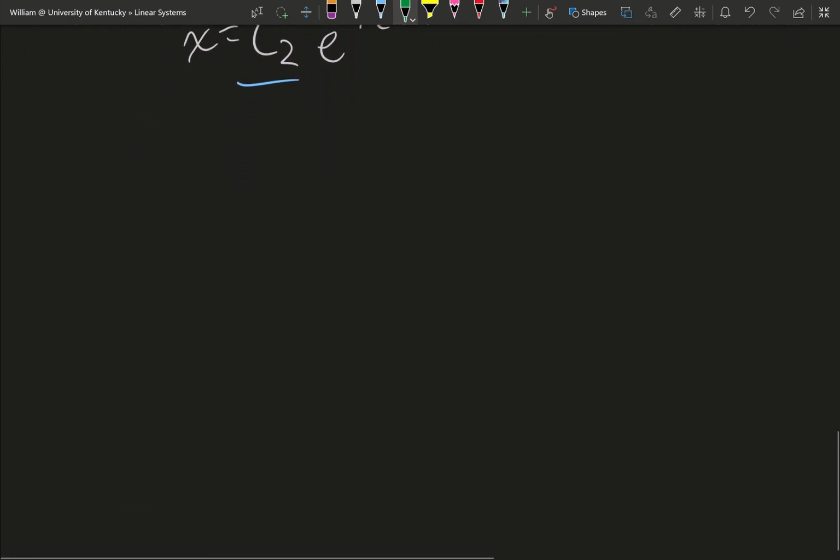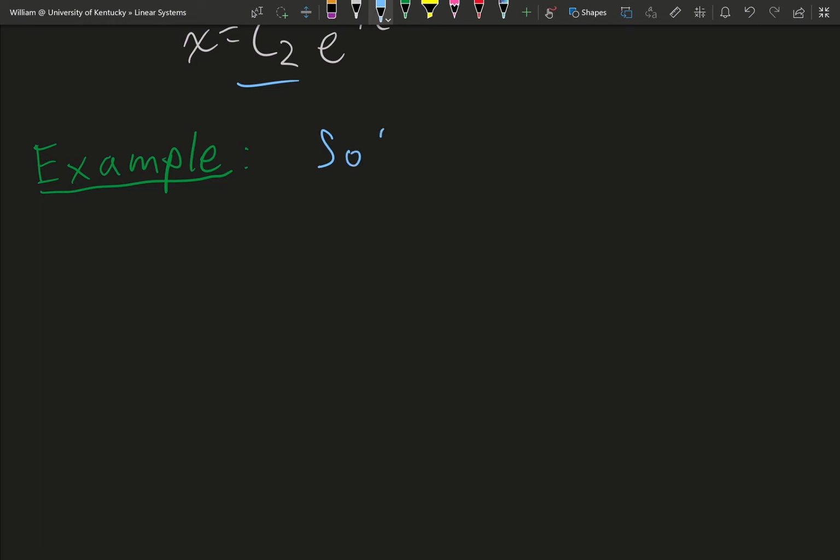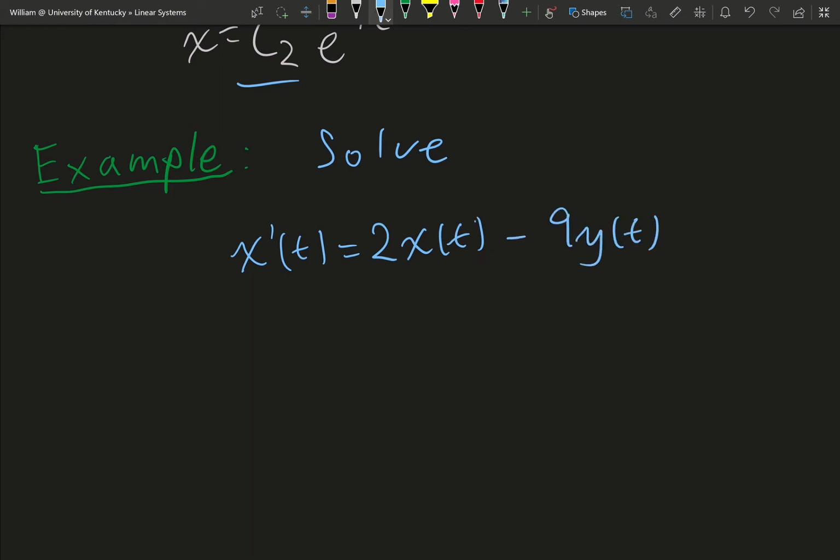So not going to spend much time on uncoupled systems. Let's look at something which isn't uncoupled, but we can still solve. So let's solve x prime equals 2x minus 9y, and y prime equals 5 times y.